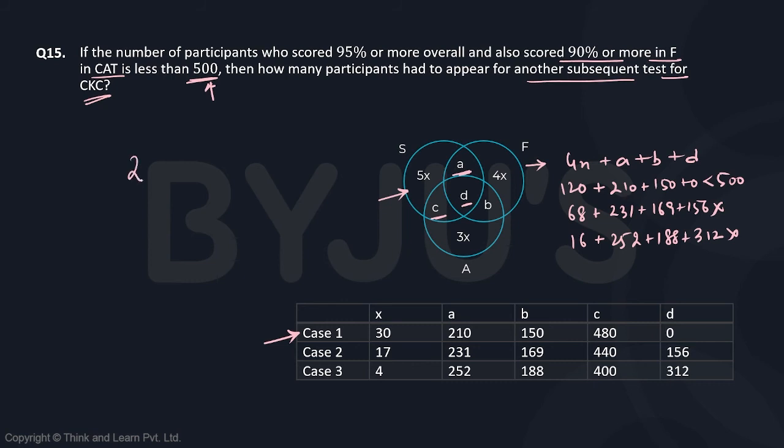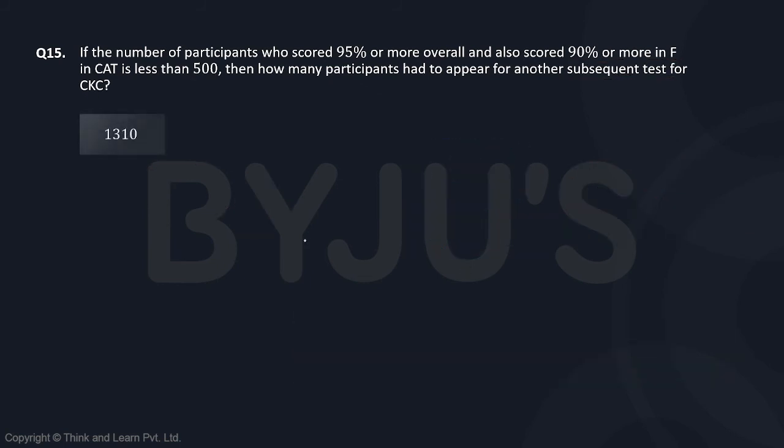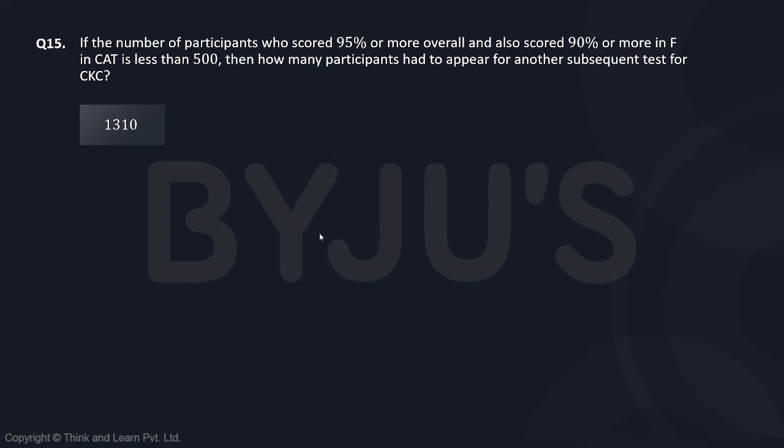So out of a total of 2000 people, as was mentioned before, 2000 people have scored more than 90 percentile in S. Out of these 2000, these A, that is 210, these D, that is 0, these C, that is 480, are not going to write another test. So if I subtract all of them, that is 2000 minus 690, 1310 students are going to write another subsequent test, and that is the right answer for the first question, 1310.